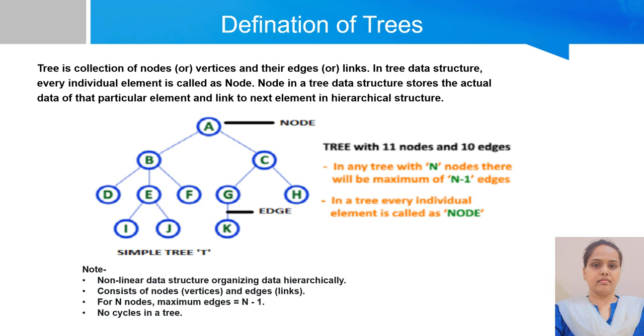Definition of trees. A tree is a collection of nodes connected by edges. Each node stores data and is linked to other nodes. Unlike an array or linked list, a tree does not store data in a straight line. It has a parent and child relationship.